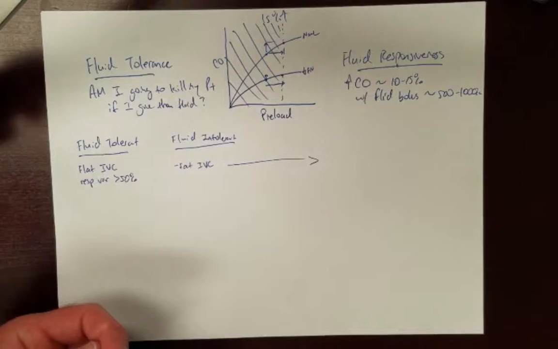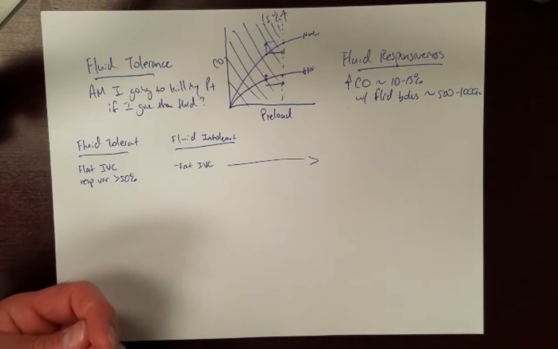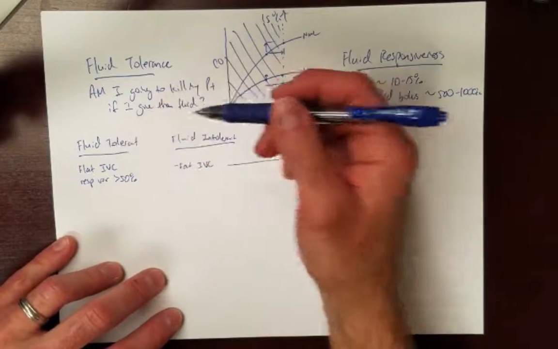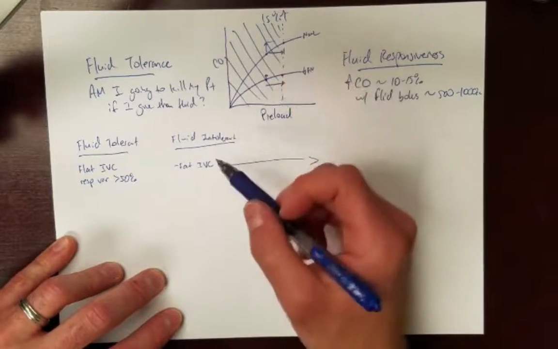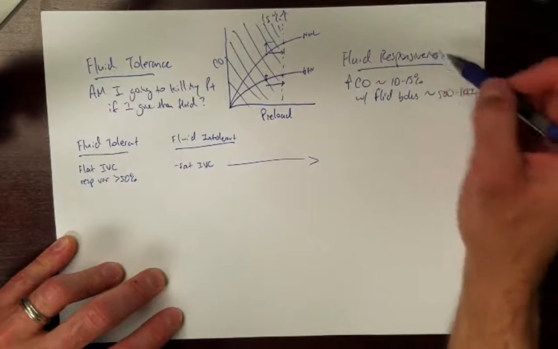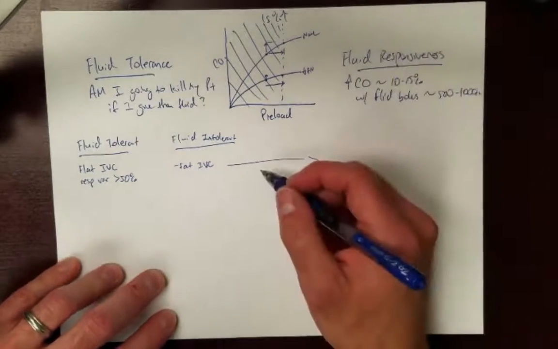I start to ask the question, is the patient fluid tolerant? If all of these signs point towards fluid tolerant, I'm probably just going to try fluid. But if I'm getting a lot of my signs suggesting that they might be fluid intolerant, then I'm going to think about using this more advanced fluid responsiveness evaluation, which we'll talk about more in a minute.